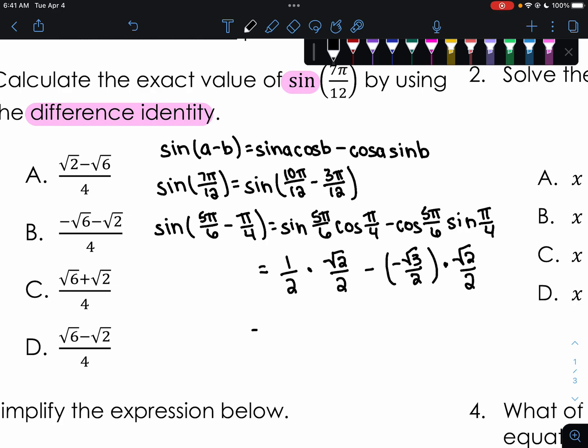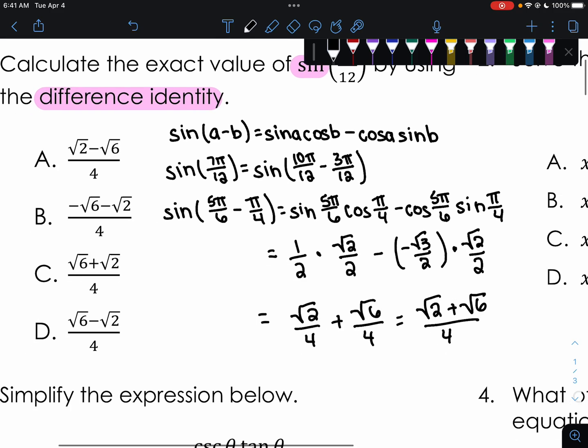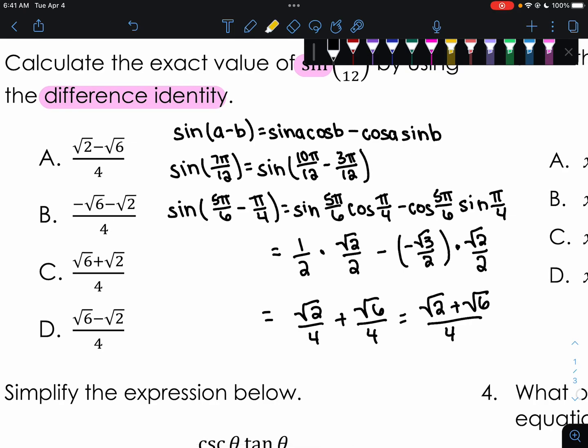So now I'm going to multiply them out. 1 times rad 2 is rad 2. 2 times 2 is 4. Here I have a negative rad 3 times rad 2, which is negative rad 6, but that minus sign turns it into a plus sign, so I get rad 6 over 4. And then all I need to do is write it as one big fraction, rad 2 plus rad 6 all over 4. I look at my answer choices, and it's in a different order, but C still is the correct answer right here.